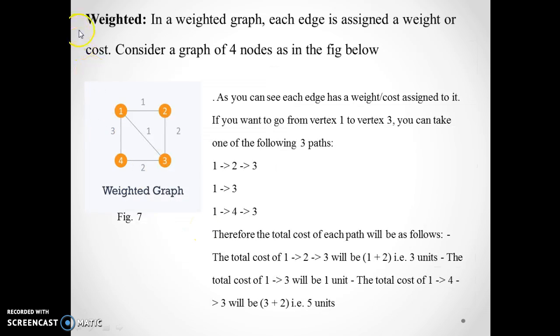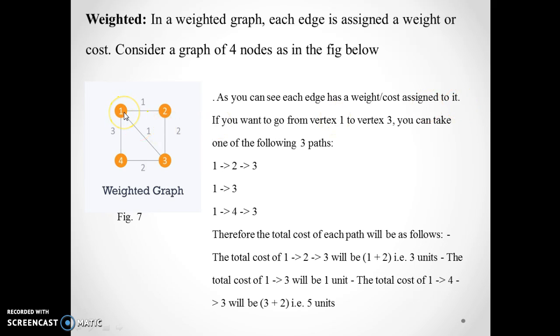Now, the third type of graph is the weighted graph. In a weighted graph, each edge is assigned a weight or a cost. Consider a graph of 4 nodes as shown in the figure below. Here in the figure 7, the graph is called the weighted graph because as you can see, each edge has a weight or cost assigned to it.